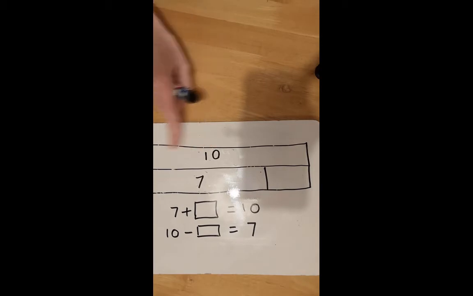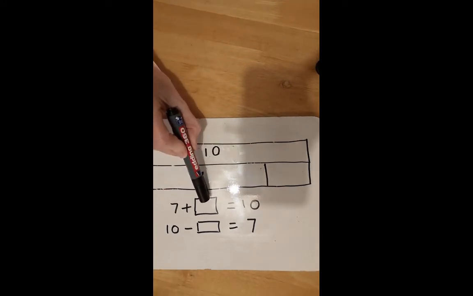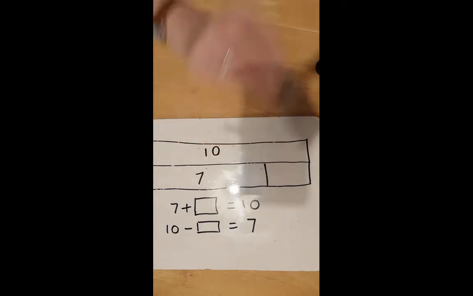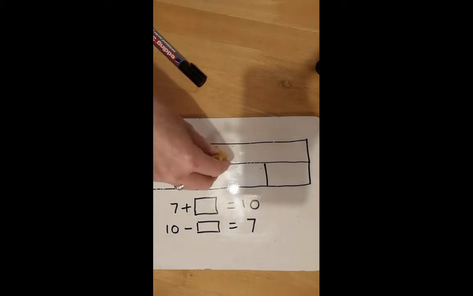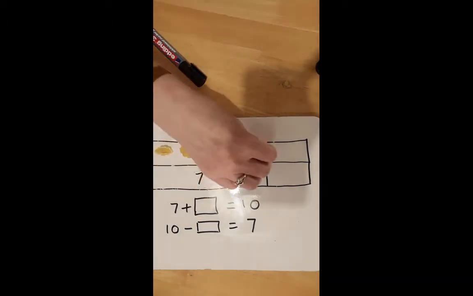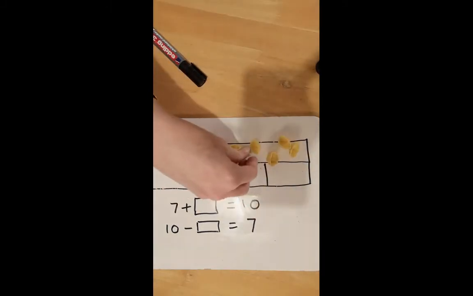Okay, so let's see how this works when we've got a number sentence. So I'm going to pan back down to my bar model. I'm using 10 again. So 10 is my whole, and 7 is what we know. So if this was a number sentence, it would be 7 add something, there's the something, equals 10. Okay, so we can use our pasta shapes or our bottle tops if we want to. So 1, 2, 3, 4, 5, 6, 7, 8, 9, 10. There's my 10.